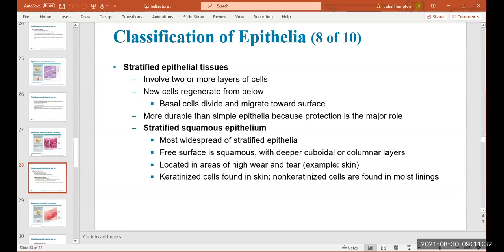Stratified epithelial tissues involve two or more layers of cells. They all regenerate. Stratified squamous epithelium, again, found in the skin, helps with high wear and tear, which occurs on the skin. An example of localized keratinization on the skin are calluses. So if you work out, if you work construction, anything to do with your hands, you're going to form calluses on your hands. Well, that's a buildup of keratin.